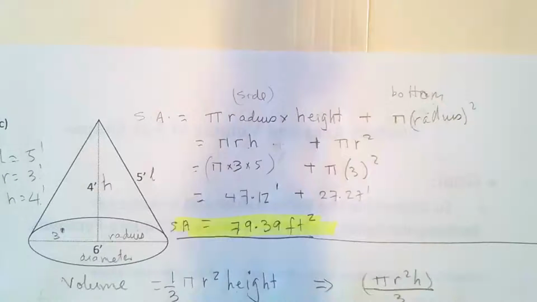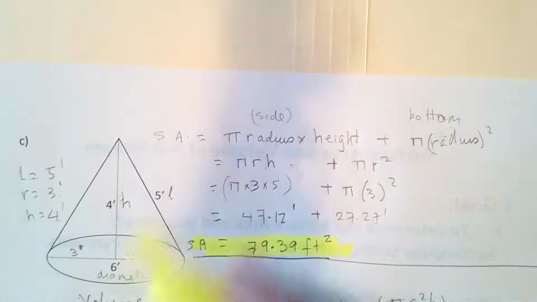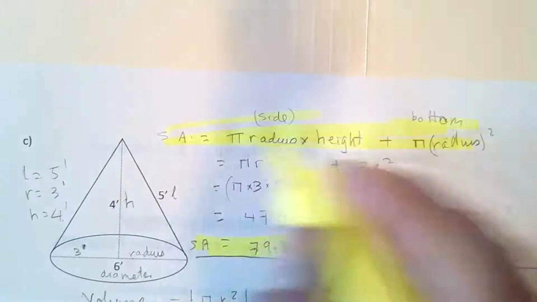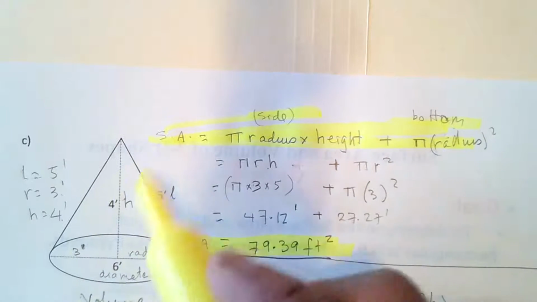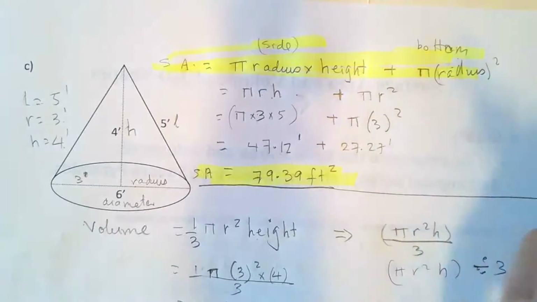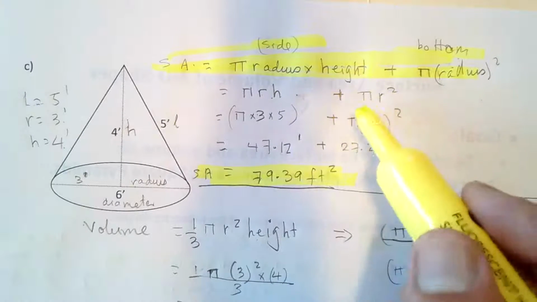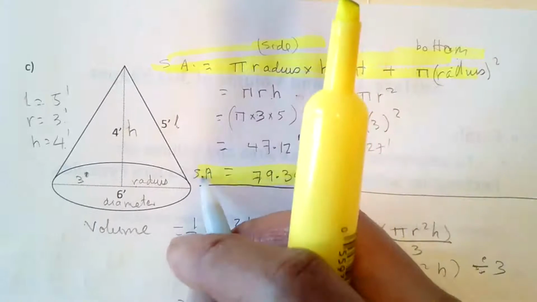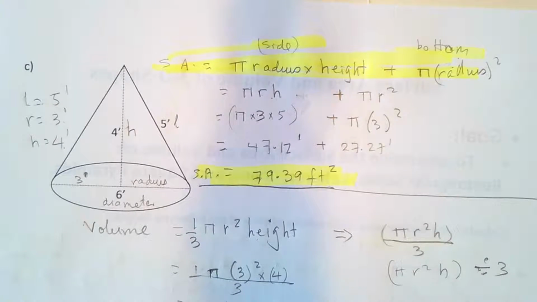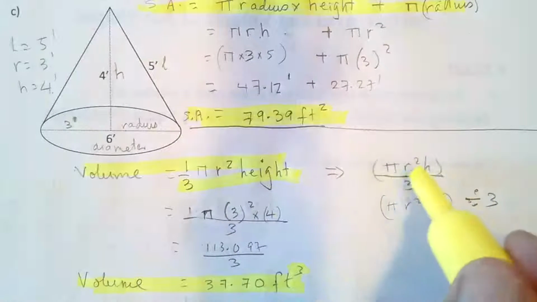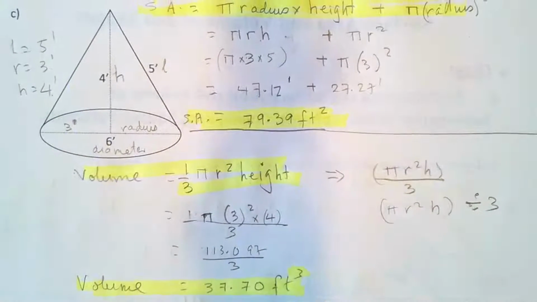So recap. Step 1, identify the 3D shape, and then go straight to find the formula. Step 2, label the dimensions of your shape. Then substitute the values given for your dimensions into your formula and then calculate the surface area. The same thing applies for the volume: the formula, then you substitute the given values into your formula.